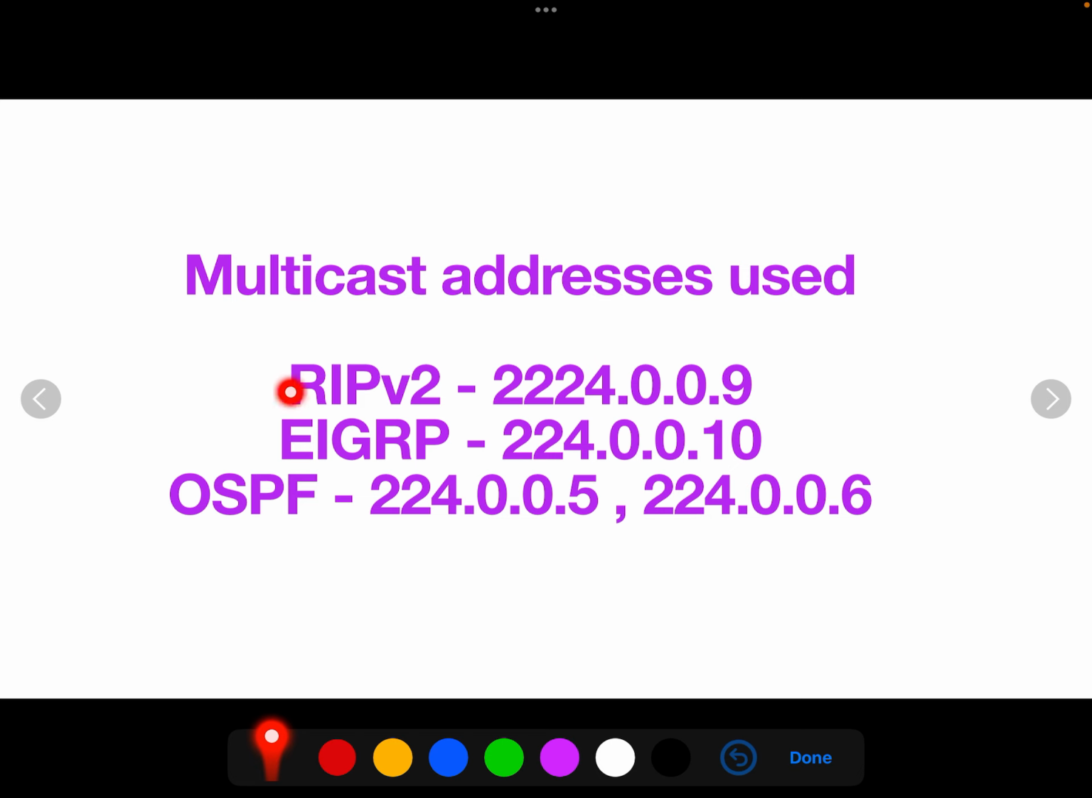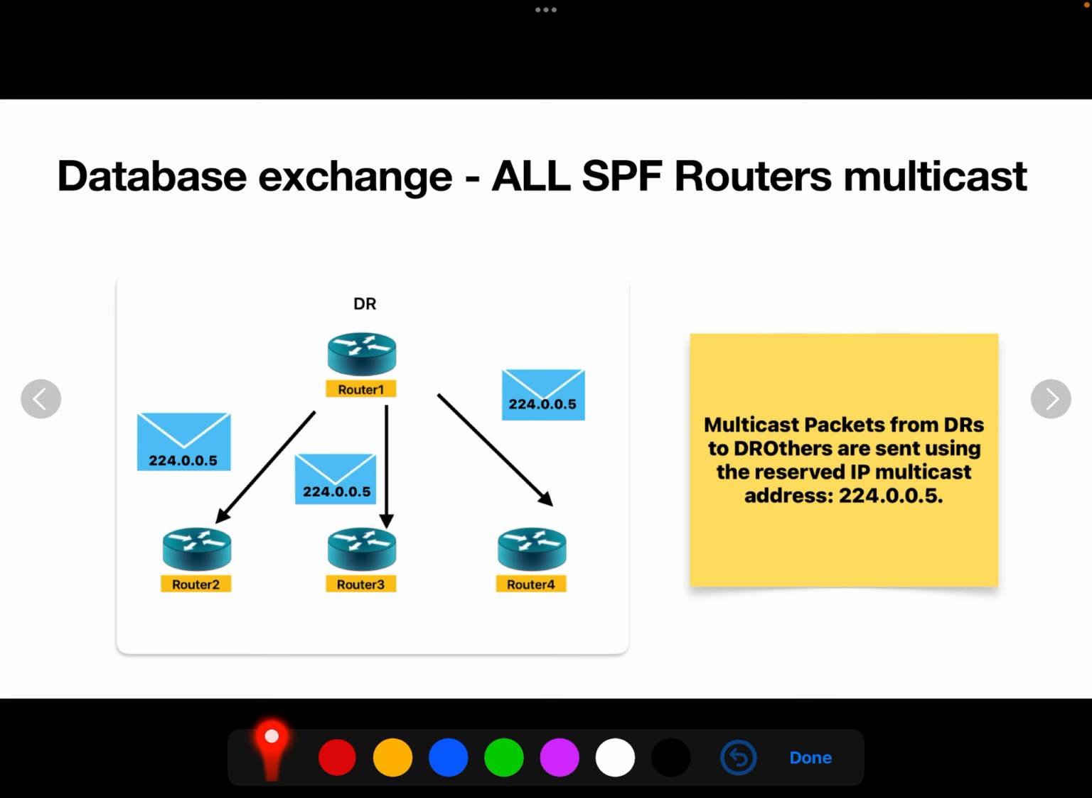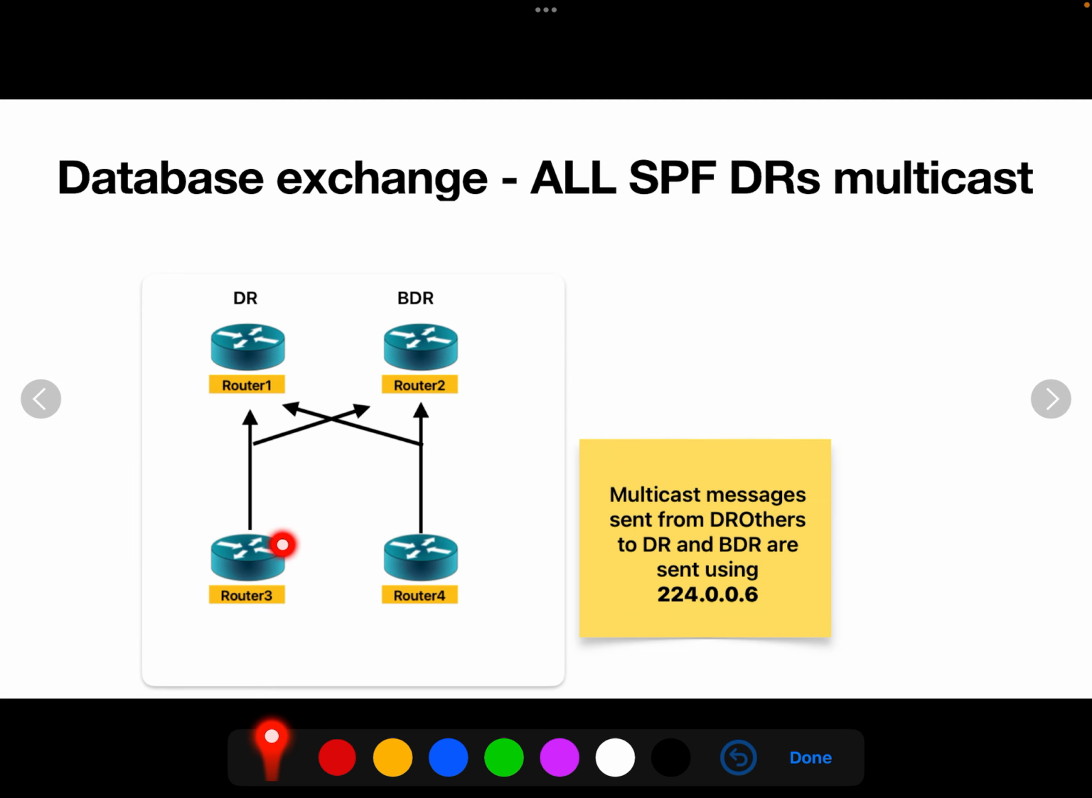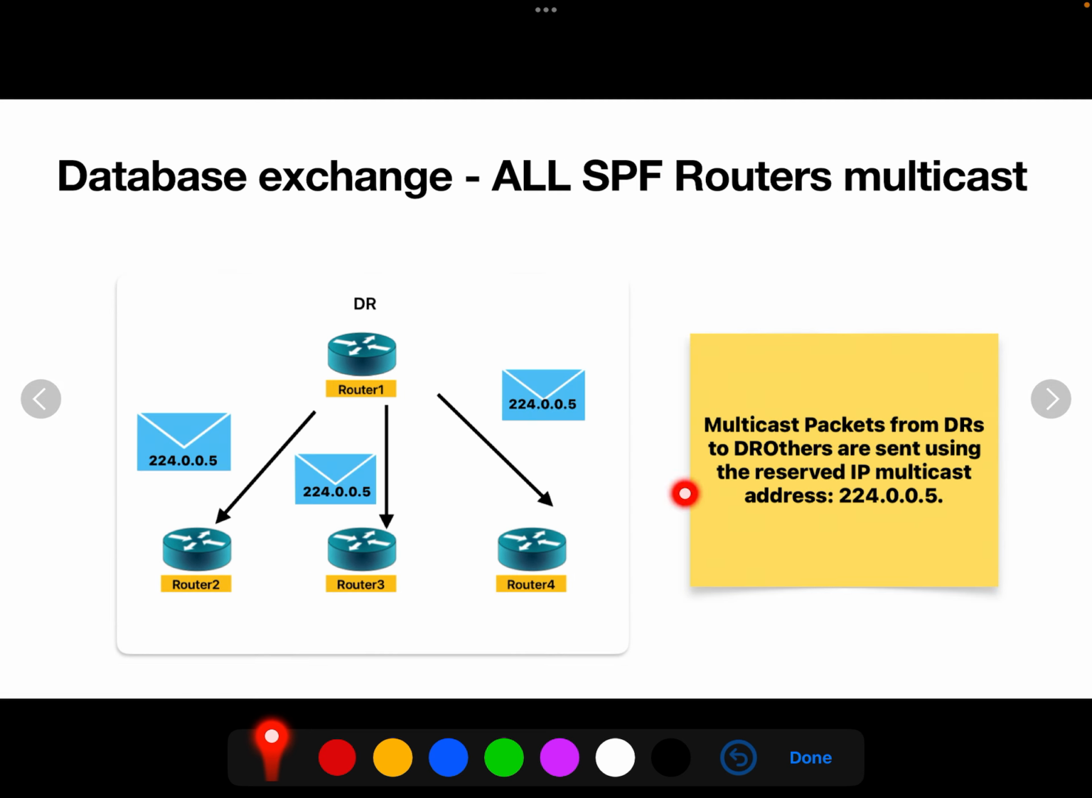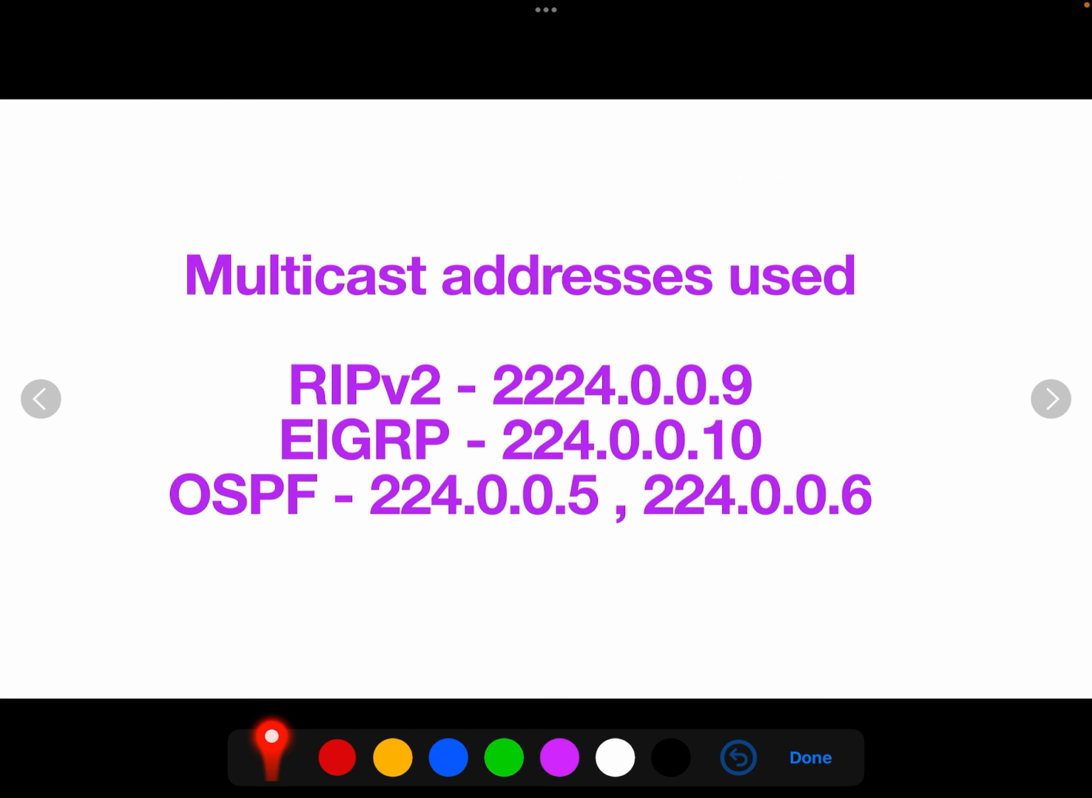So here we have it. OSPF uses 224.0.0.5 and 224.0.0.6. So .6 is from DR other routers to the designated router and the backup designated router, whilst 224.0.0.5 is from the designated router to the DR other routers.